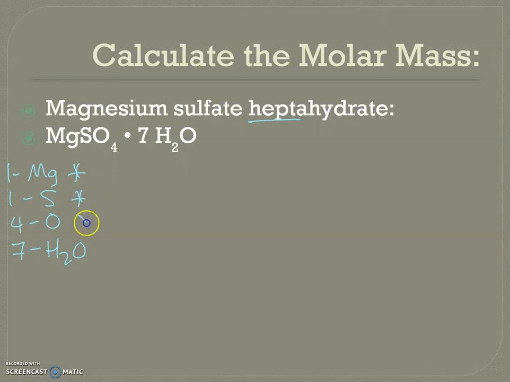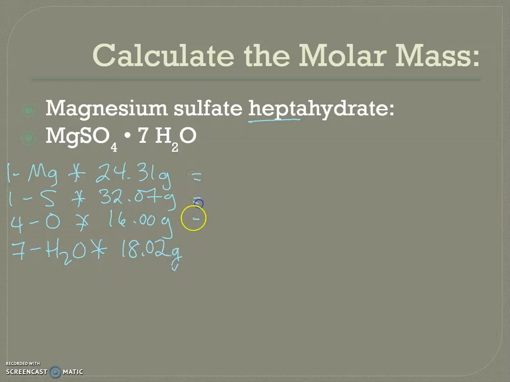So I would look on the periodic table for the mass of each one. Okay, magnesium is going to be 24.31 grams. Sulfur is going to be 32.07. Oxygen is going to be 16. And water, you might as well commit it to memory, is 18.02 grams. You might remember that from the mole concept video. If you don't, it's okay.